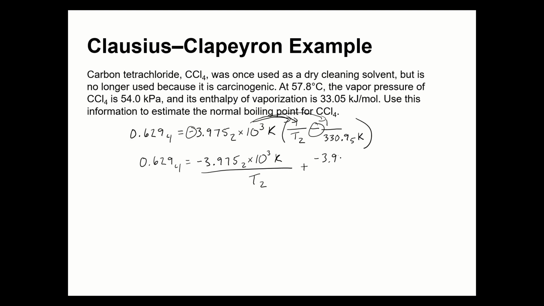negative 3.975 times 10 to the third Kelvin divided by 330.95 Kelvin. All right, so my kelvins cancel out there, and as you can see, I'm only going to have a Kelvin unit left, and so my temperature will be in Kelvin. So if you want to, you can ignore the units as long as you keep up with all the units canceling and knowing that at the end of the day, your final temperature is going to be in Kelvin.